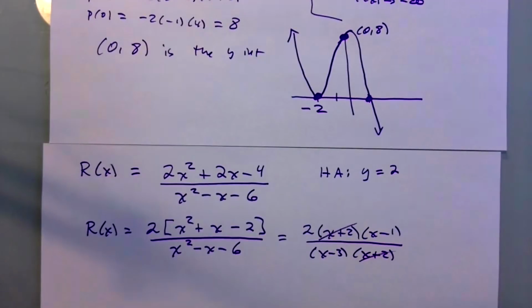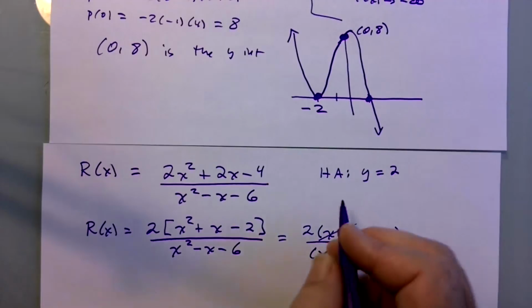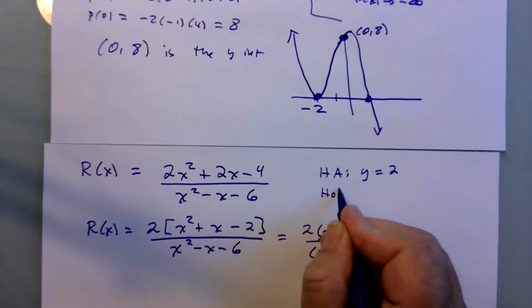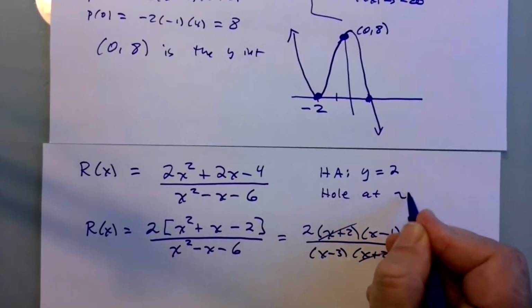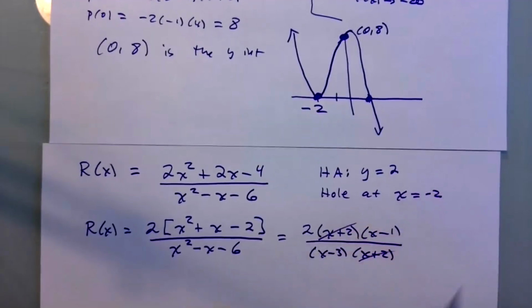Now negative 2 is not in the domain because that makes the denominator 0. X plus 2 is 0 when x equals negative 2, so the function is not defined. Since it cancels out, we have a hole at x equals negative 2. But what else do we notice?